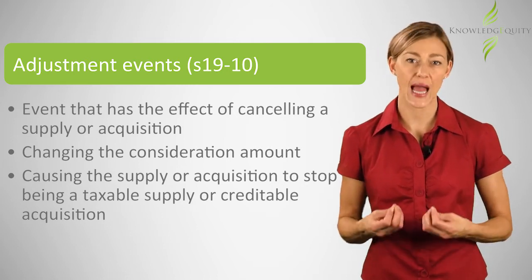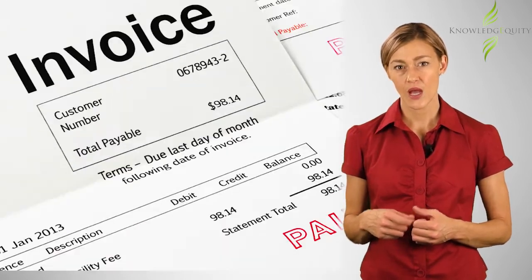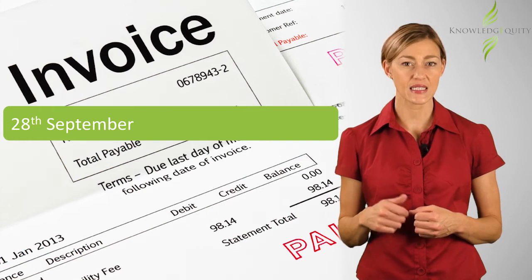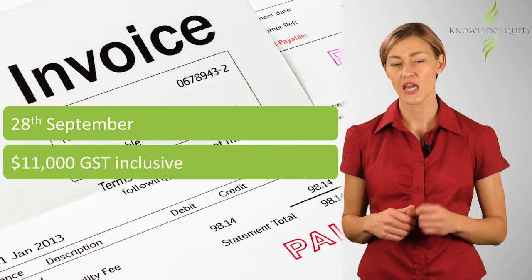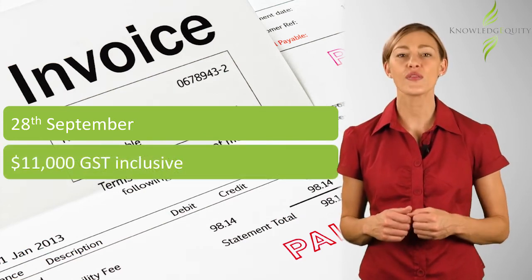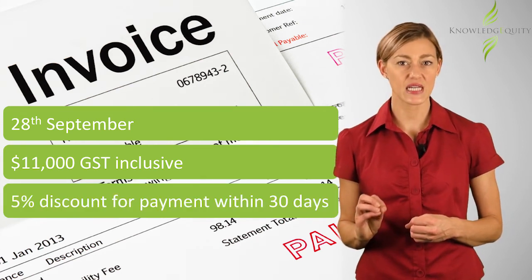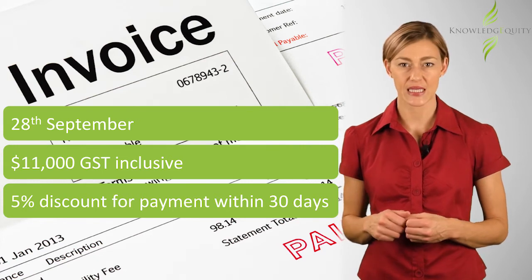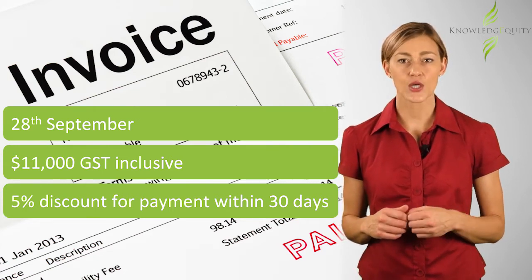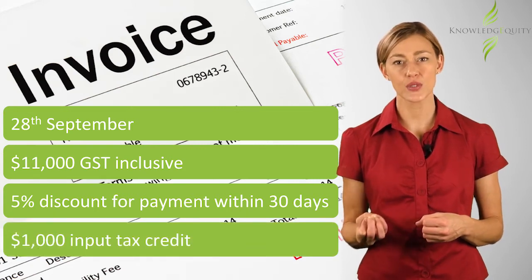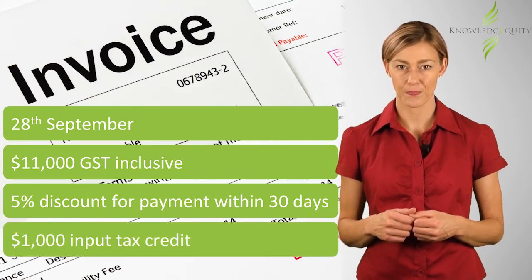supply or creditable acquisition. On the 28th of September, PTP Limited issues a tax invoice to SSP Limited for $11,000, GST inclusive, on the sale of equipment. The tax invoice provides a 5% discount for payment within 30 days. SSP, who is a monthly accruals taxpayer, attributes a $1,000 input tax credit to the September month.